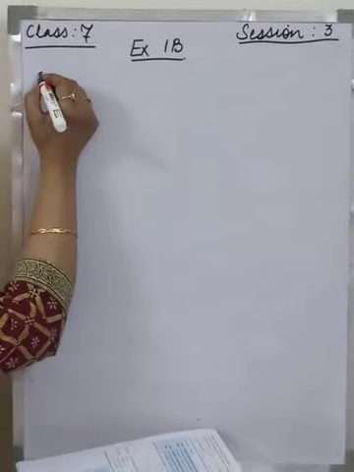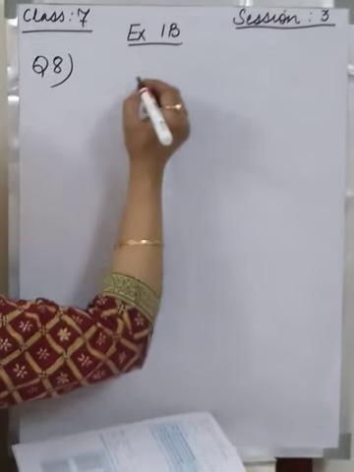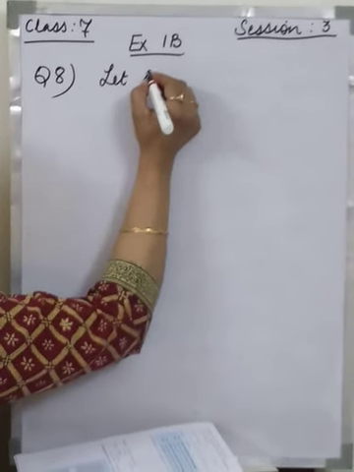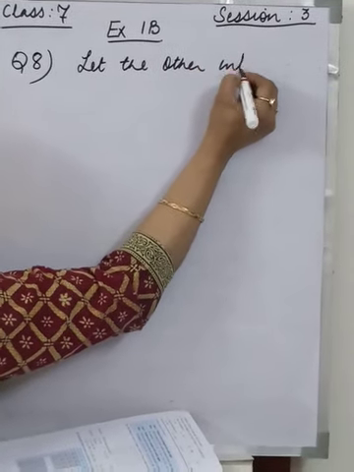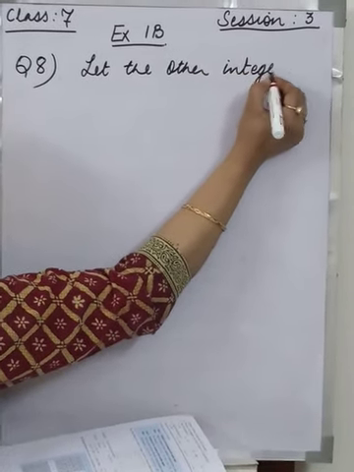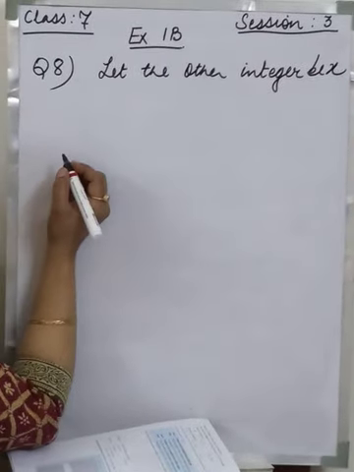In question number 8, what they are saying is: the sum of two integers is minus 43 and one of them is minus 127. Find the other. Question number 8. Let the other integer be x. And now write this expression.